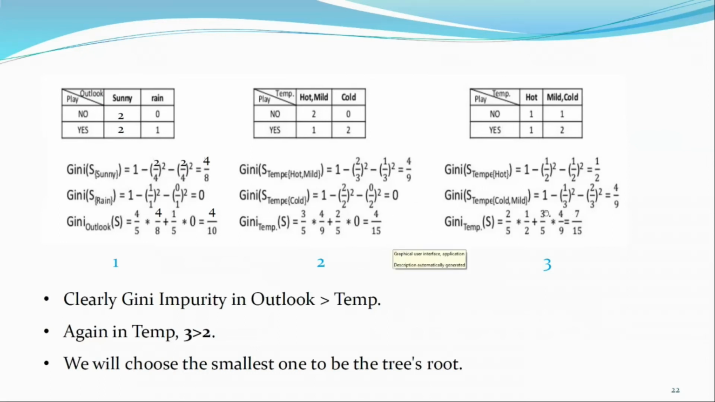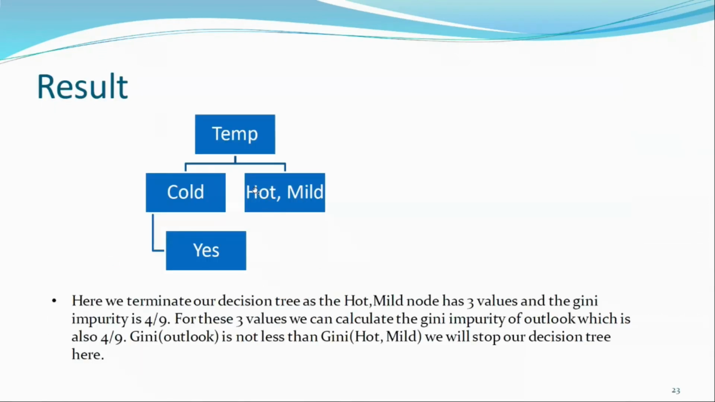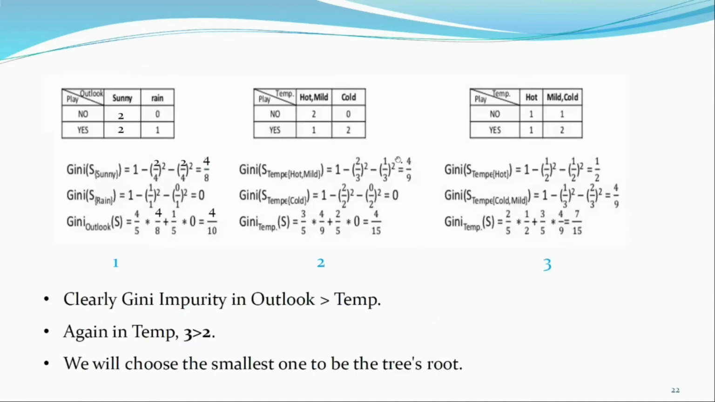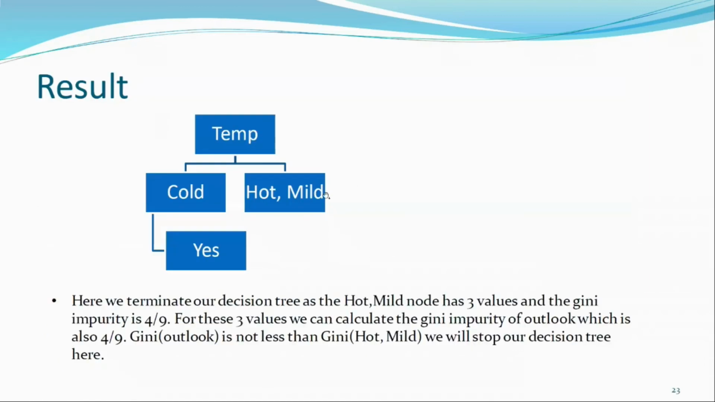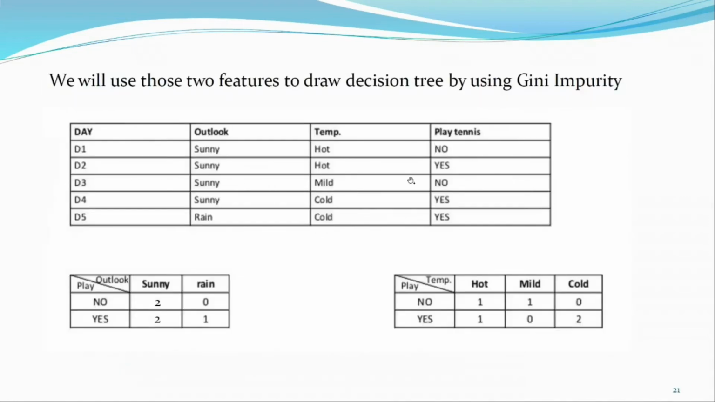Then for cold, there are two cold, and for this we have two yes, that is here. And for hot and mild, we have three values. As you can see, the three values. And the Gini value for the hot and mild is 4/9. So we will compare it with the Gini value of the output for those three values. For these three values, we have two no and one yes.